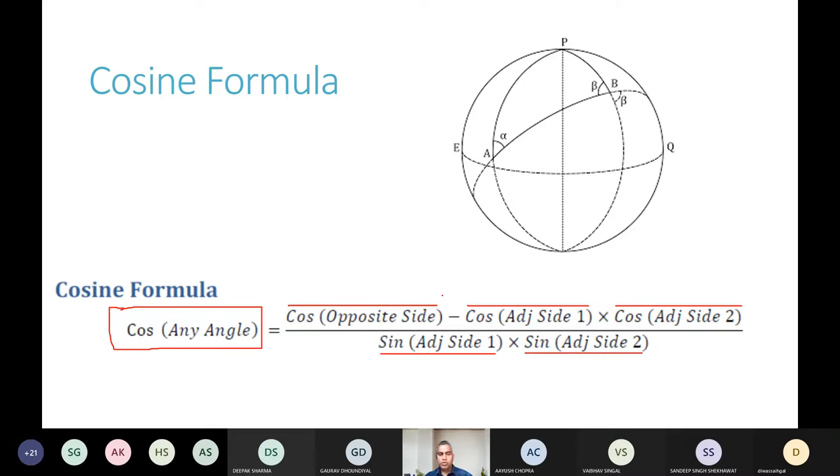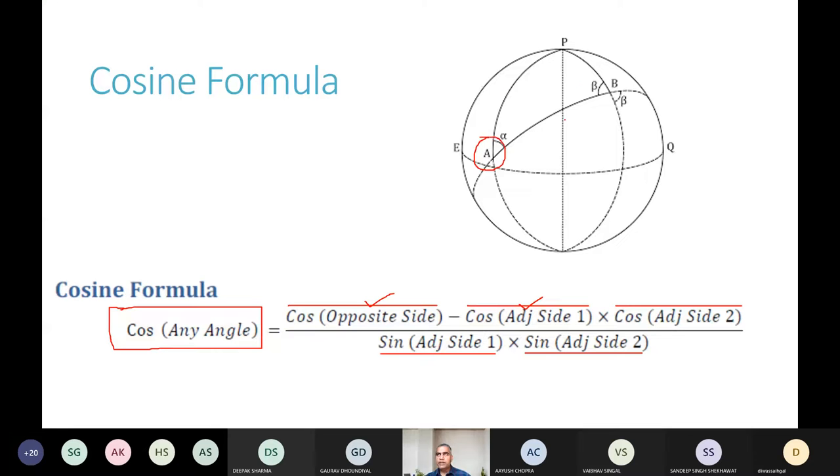So how do we understand this formula? What is opposite side? What is adjacent side? Now for this, you have to assume any one angle in this triangle. So can you tell me, Beta, which angle you want to take? Alpha. Okay. Let's take angle alpha.